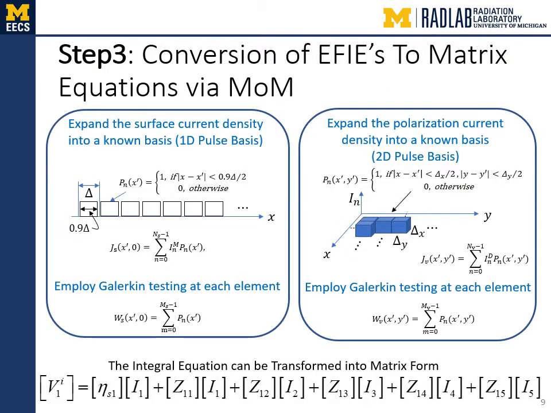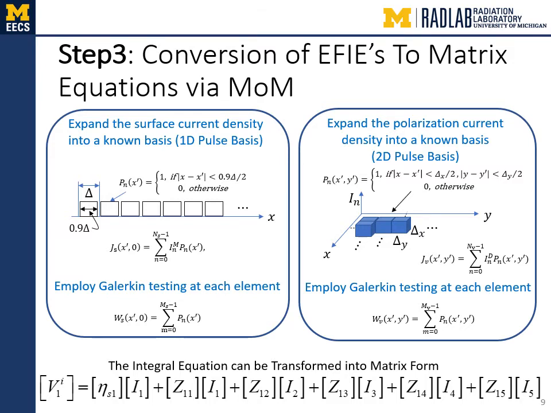In step 3, we expand the unknown current densities appearing in the terms of the electric field integral equation into one-dimensional pulse basis functions for the surface currents or two-dimensional pulse basis functions for the volumetric currents. We employ Galerkin testing in order to transform the integral equation into matrix form and arrive at the matrix equation shown in the bottom of the slide. This matrix equation is the discrete analog to the continuous EFIE derived in the previous slide and can be solved on a computer.